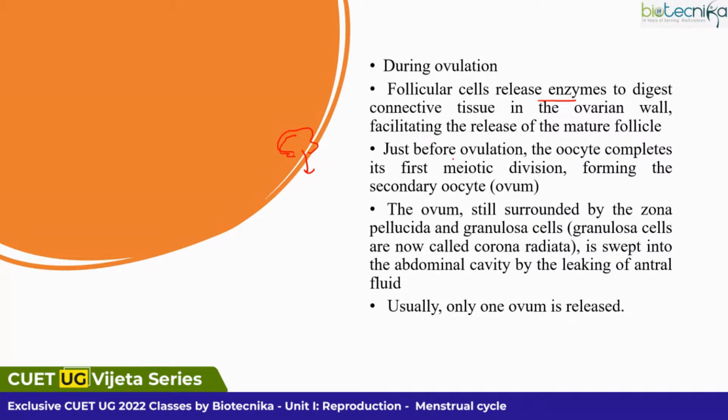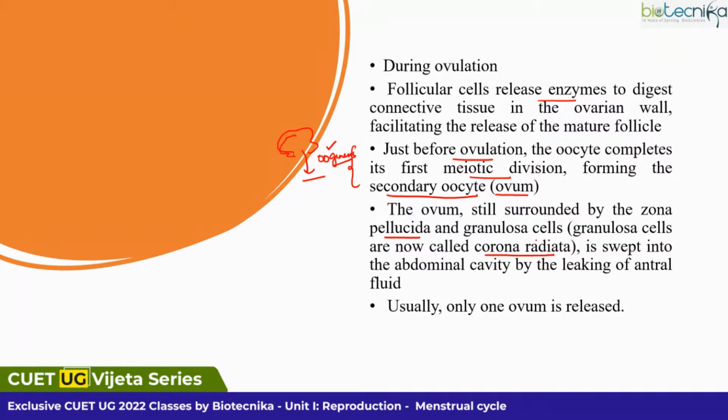Just before ovulation, the oocyte will complete its first meiotic division. This is about the oogenesis part that I said we will see in the end. Oogenesis will occur over here. Oogenesis is basically meiosis. The oocyte will complete its first meiotic division, and that is how it will form the secondary oocyte, which is known as the ovum. And as I told you before, this ovum will be surrounded by the zona pellucida and the corona radiata.